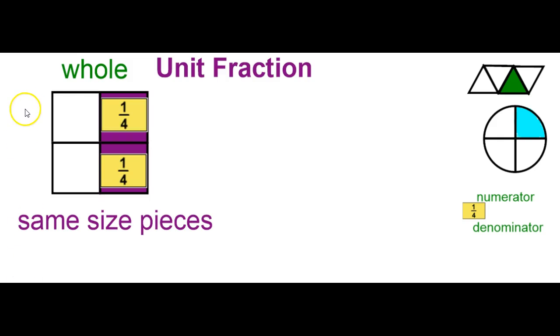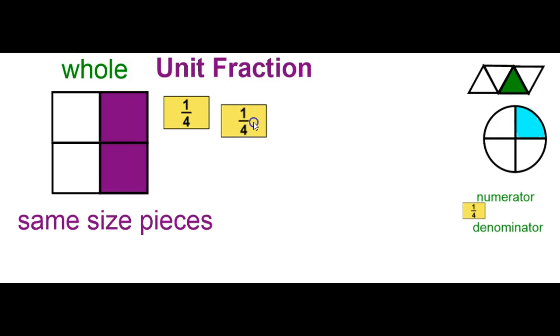For instance, if we have our whole here of the box that we have partitioned into 1, 2, 3, 4 same size pieces, we know that this piece is 1/4. The whole has been broken up into fourths and we have one of them. This piece is also one of our 4 same size pieces. If we have 1/4 and 1/4, how many fourths do we have?